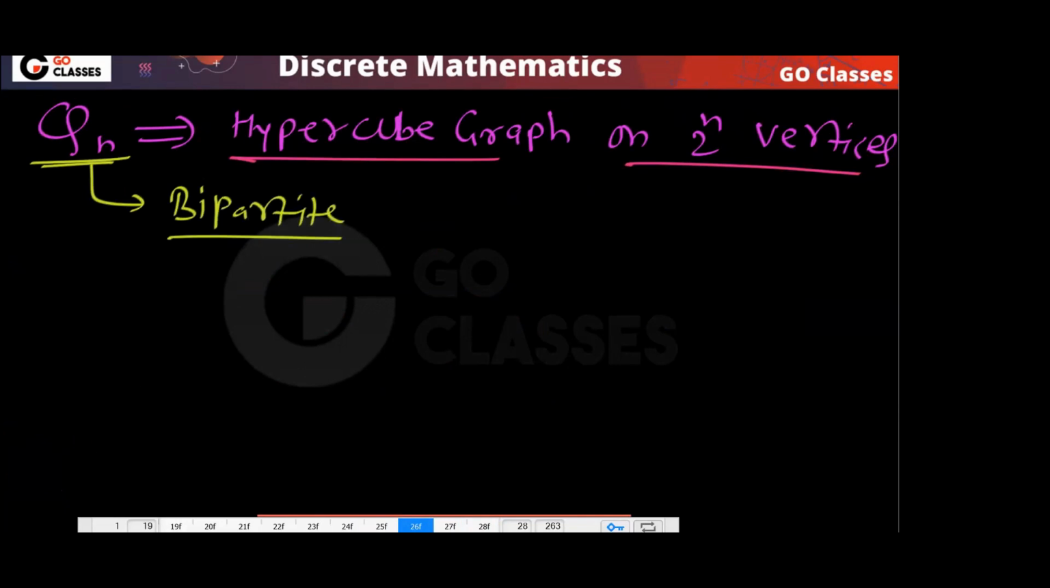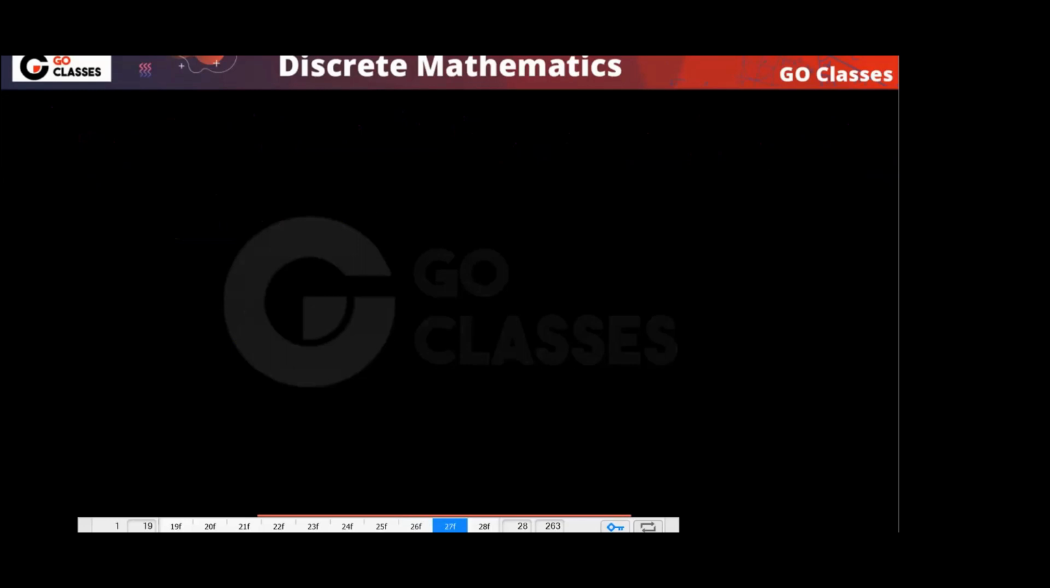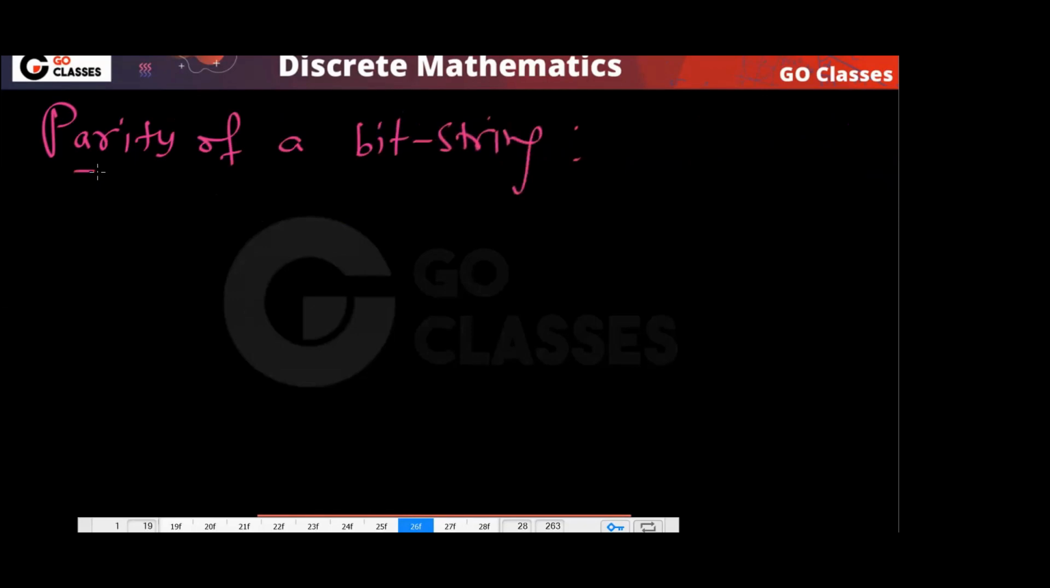You can create a bipartition. How to create a bipartition? Let me tell you, very simple. If you want to create a bipartition, you can use the concept of parity. For example, what is the parity of a bit string? That is the number of ones in it.